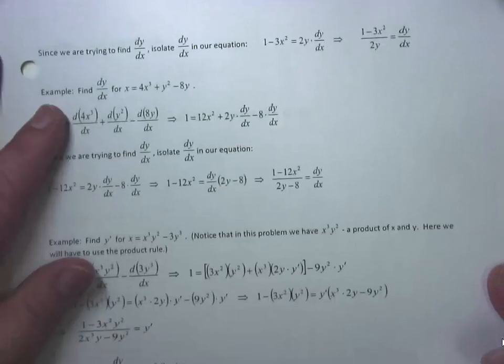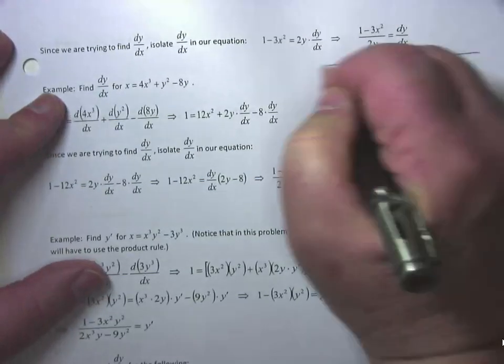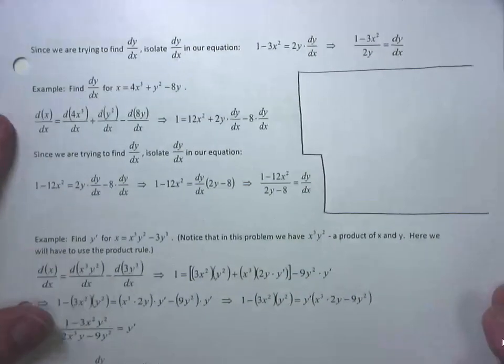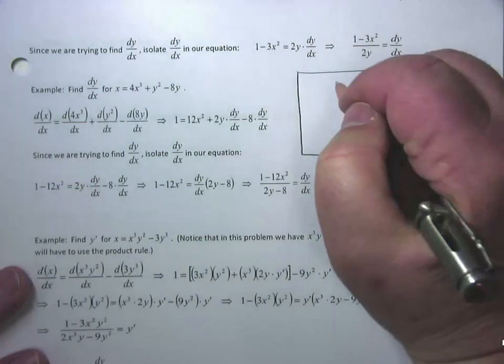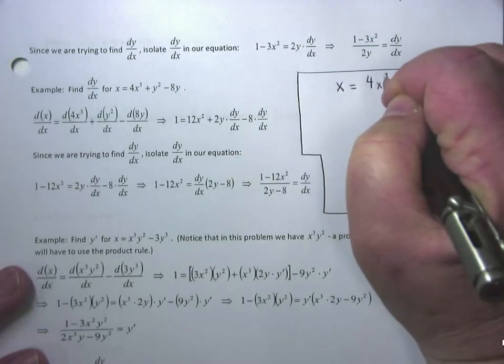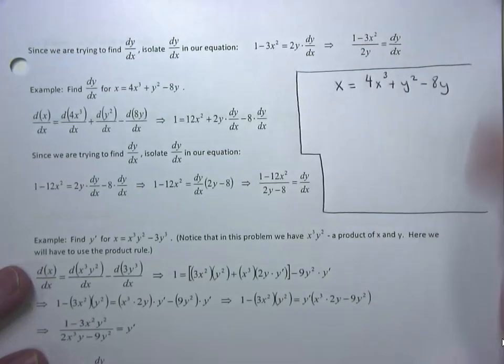So here's another one right here. I try to type it up for you guys so you can try to follow through, but sometimes it's better just to have somebody give you a problem and you walk it over together. So here's another implicit equation. x = 4x^3 + y^2 - 8y.